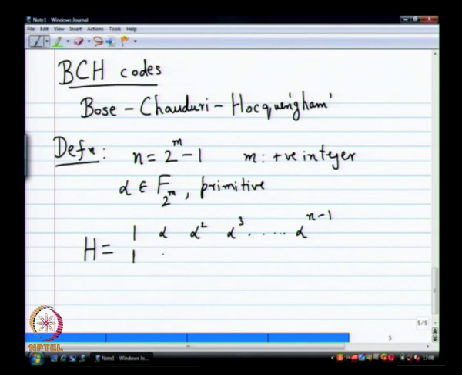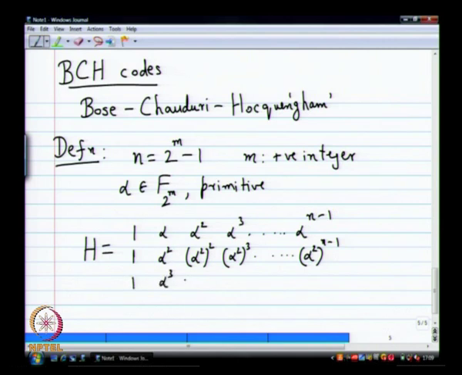Hopefully, let me just write it first and then draw the brackets. The second row is going to be 1, alpha squared, alpha power 3 whole squared, and so on. I think I'm going to write it the other way around, that is better: alpha squared whole power 3, and so on till alpha squared whole power n minus 1. Is that okay? So, what will be the third row?